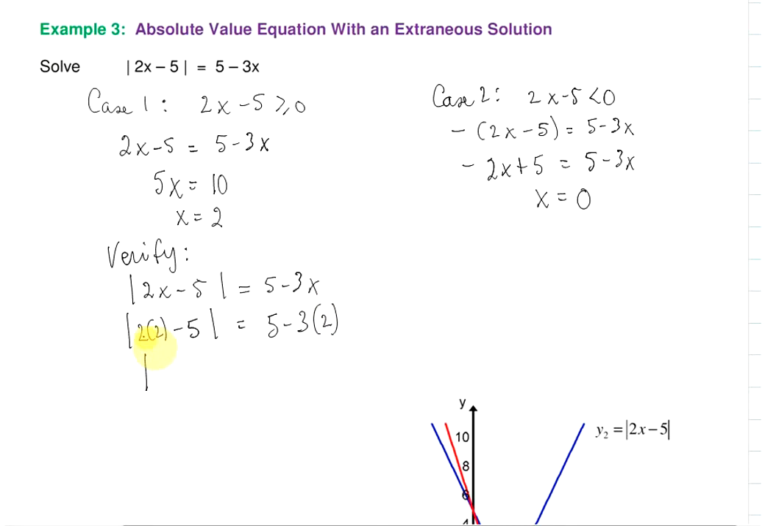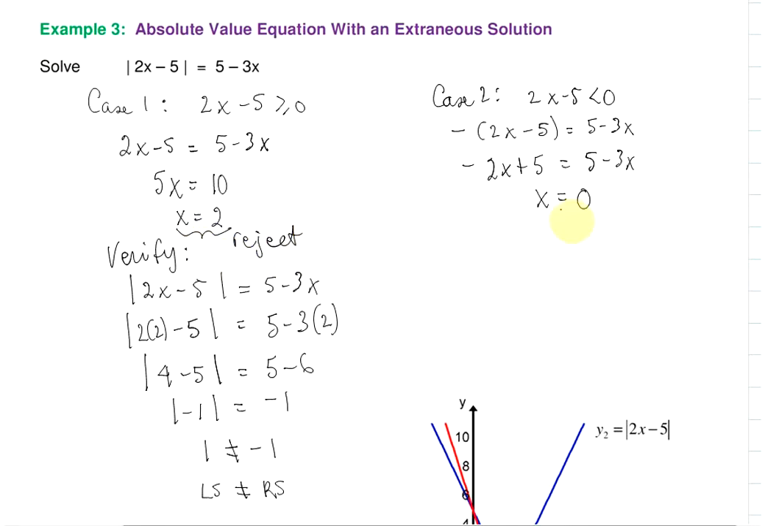Okay, so on the left, 2 times 2 is 4, so we get 4 minus 5. On the right, 5, and then 3 times 2 is 6, so 5 minus 6. All right, the absolute value of 4 minus 5 is negative 1, that's equal to negative 1. And the absolute value of negative 1 is 1, which does not equal negative 1, so the left side does not equal the right side. So x equals 2 we have to reject.